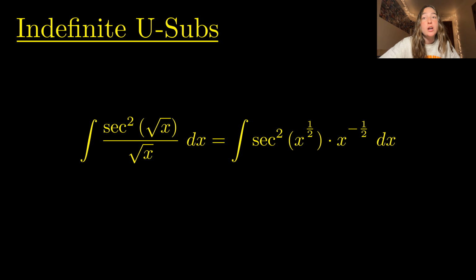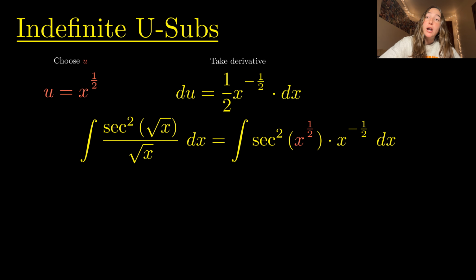Written in this form, hopefully it makes sense that x to the power of 1/2 should be our u, since it's inside another function of secant squared. And its derivative, x to the negative 1/2 power, is also in the integrand, up to a constant, of course. So with x to the 1/2 power being our u, then by the power rule, du will be 1/2 times x to the negative 1/2.